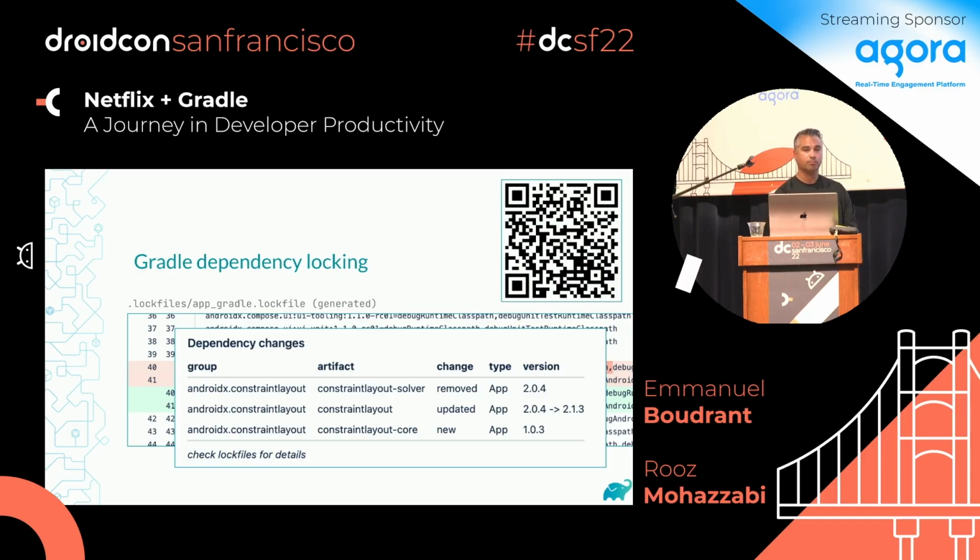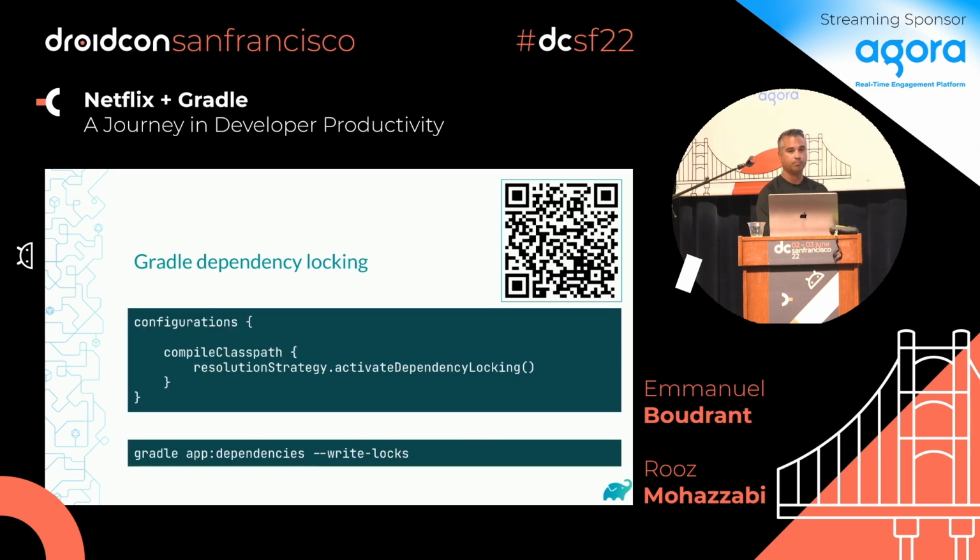So if you want to check this out, the QR code is linking to the documentation on Gradle, because this was in the Nebula plugin from Netflix, but now it's in Gradle. And just a snippet of code, this is how you configure the dependency locking. It's pretty simple. It's in the configuration, and you just activate dependency locking. And then when you run your task, gradle app:dependencies, you just add the option --write-locks, and this is going to write all these files. And usually you want to push these files to your Git repository to keep track of them.